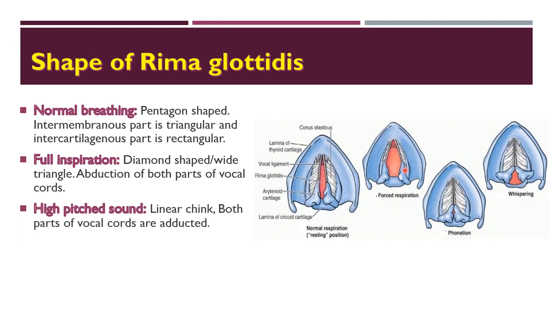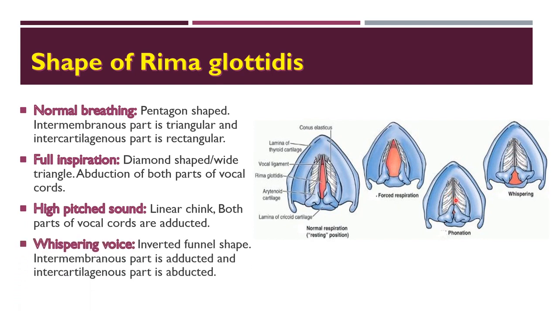Then in high pitched sound, it is reduced to a linear chink, so both parts of the vocal cords are adducted. A very narrow space is present. During whispering voice it is an inverted funnel shape. The intermembranous part is adducted, and the intercartilaginous part is abducted. This whispering voice is also the most damaging position to the vocal cords. So you cannot keep on whispering for a very long time. It will strain your vocal cords very easily.